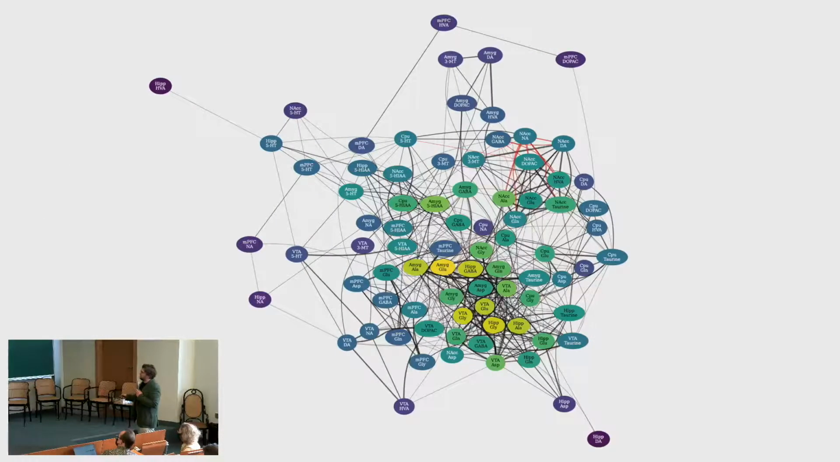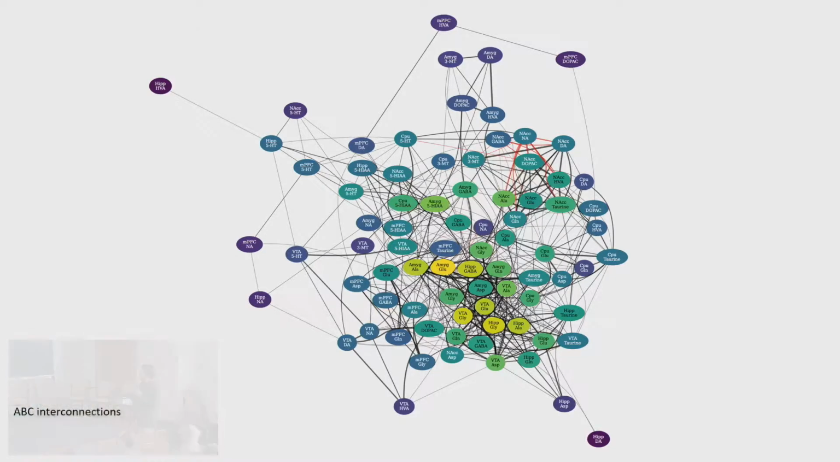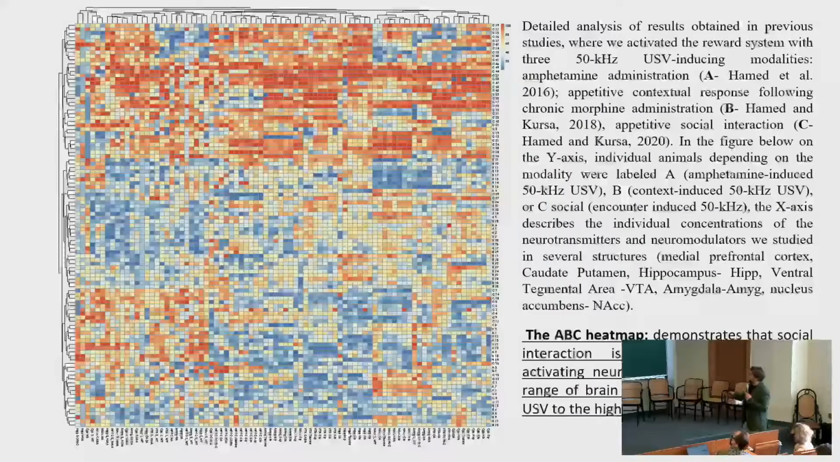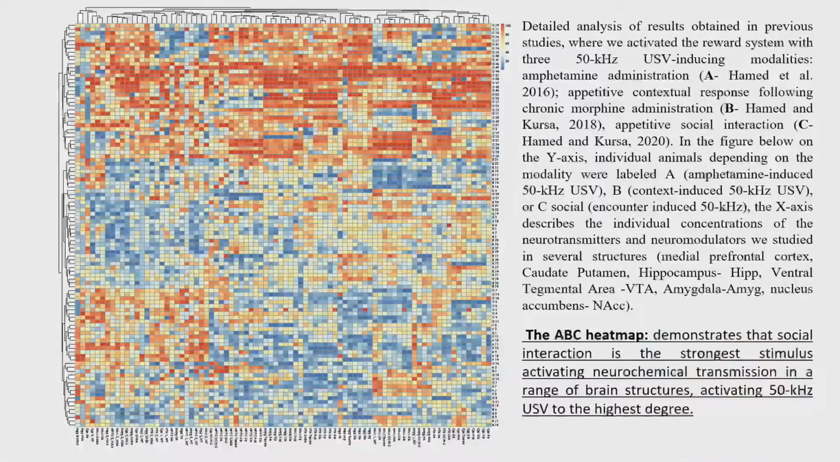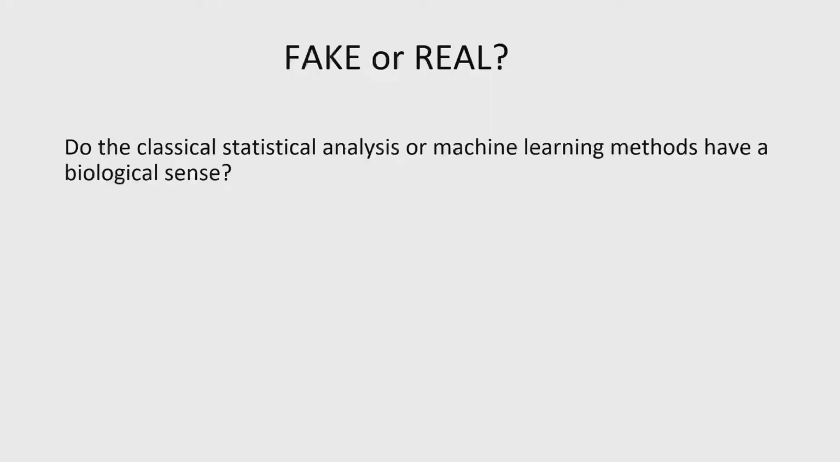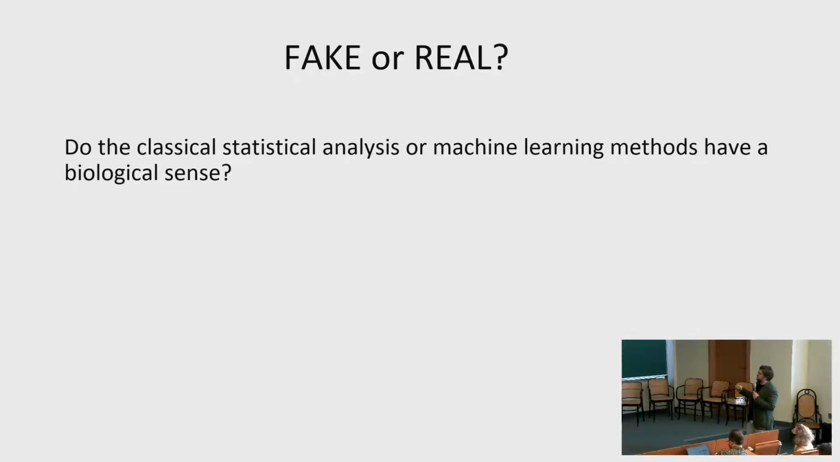The most central hub in these three experiments was the amygdala glutamate. And the heat map demonstrates that social interaction is the strongest stimulus. So the last question: is it fake or real? Do those classical statistical analyses or machine learning methods have biological sense?